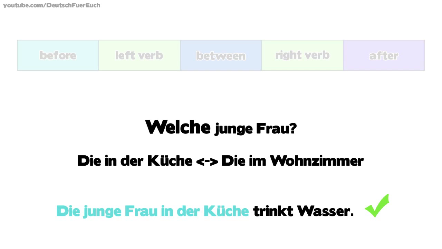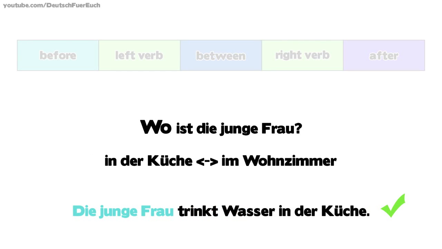Okay, but in contrast to this, if it's clear who you're talking about because there's only one young woman around, in der Küche is normally added to tell somebody where she is, which makes it its own segment, meaning it has to be separate from die junge Frau. We can then either have die junge Frau trinkt Wasser in der Küche, die junge Frau trinkt in der Küche Wasser, or in der Küche trinkt die junge Frau Wasser. All three of these are correct.